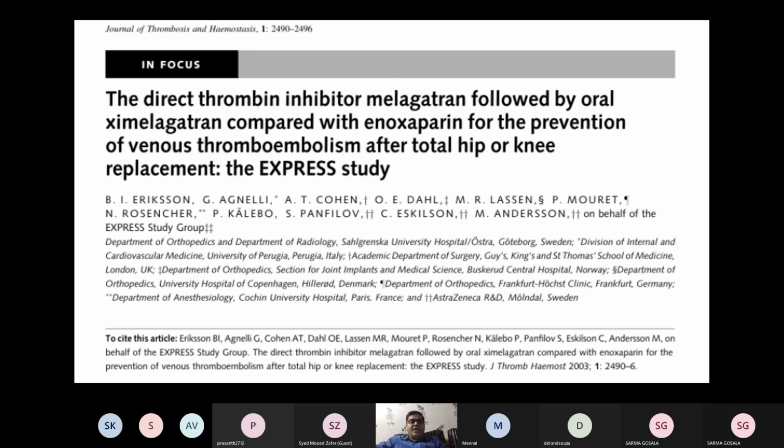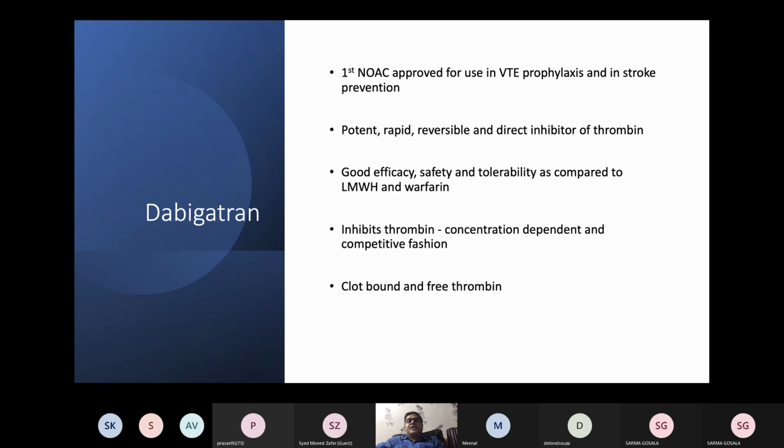As I said, dabigatran was not the first drug initially approved. It was ximelagatran, which was introduced in 2004 or 5 for DVT prophylaxis. But soon it was seen that there was a lot of hepatic toxicity associated with this drug, and it was withdrawn. So for almost 3-4 years there was no other direct thrombin inhibitor, and then dabigatran went through rigorous trials and was approved for use in 2010.